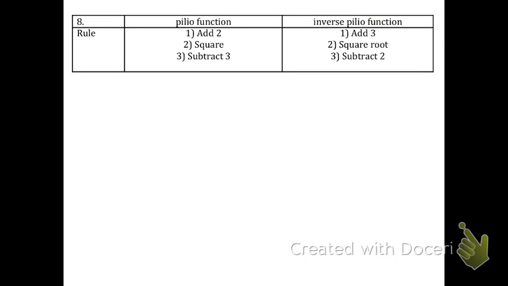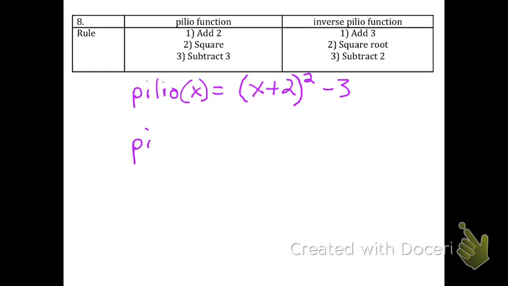Alright, Pelio function. First thing to do is add 2, then square. Now I can't just put an exponent right here or else only the 2 would get squared, and I want this whole thing to get squared, and then subtract 3. Now for the inverse Pelio function, I'm going to first add 3. Add 3. Then I'm going to take the square root of that. And then I'm going to subtract 2.